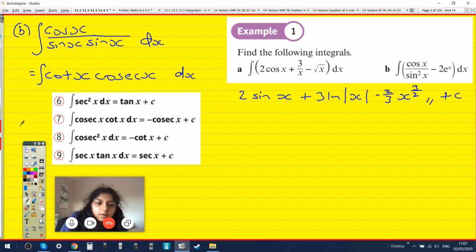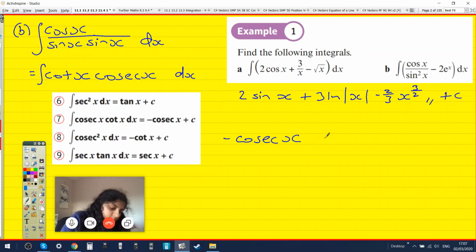So cot x. How do you integrate cot? Integral of cot x cosec x. Can you find something like that there? Would it be minus cosec x? Yeah, that's the same as cosec x cot x. So that's minus cosec x.